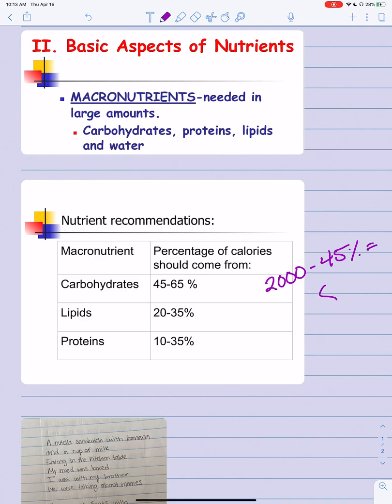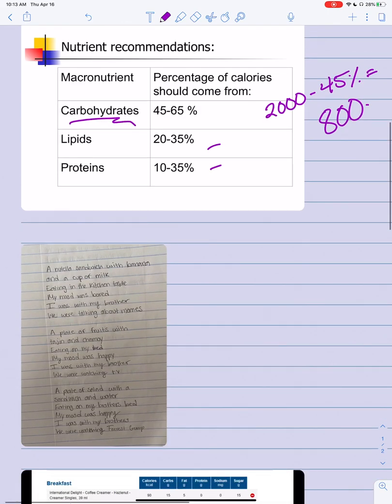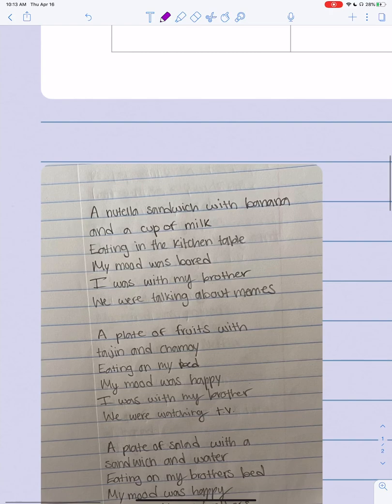So 800 calories is the estimate of how many calories should come from carbohydrates in my diet. Okay, and again, that app that I was just on a second ago will help calculate those things for me, as well as the lipids and the proteins. So you take your food diary. This food diary was submitted by a student, I don't know who, and they had a Nutella sandwich with banana and a cup of milk for breakfast.